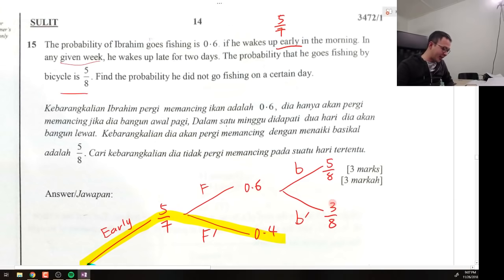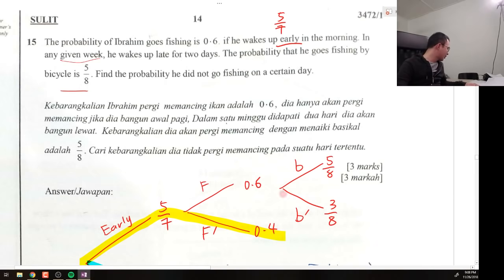Here it actually says the probability Ibrahim goes fishing is 0.6 if he wakes up early in the morning. So he will only go fishing if he wakes up early in the morning. Over here I will assume that if he wakes up late in the morning, he's not going fishing. He tries to give a lot of information to confuse you, like going fishing by bicycle and all that. I don't think we're going to use the bicycle here.